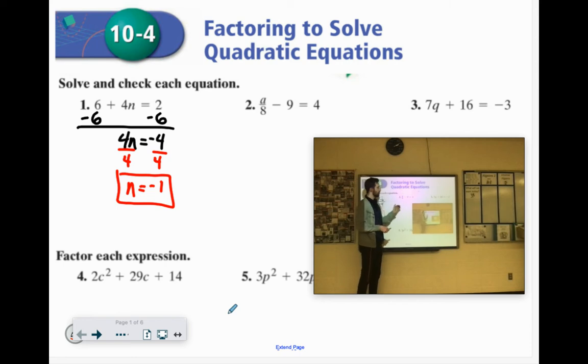Awesome. A over 8 minus 9 equals 4. First thing we're going to do is get rid of minus 9, and we're going to add 9 to both sides.